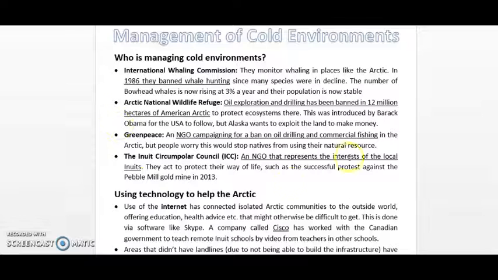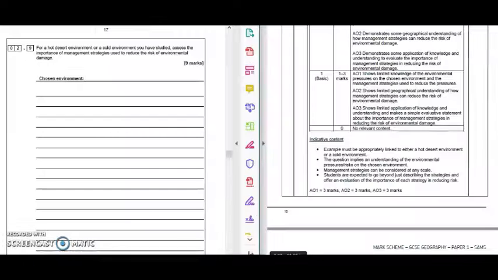So all of these are the management strategies. We'll explain a few of these, and then ideally you also need to say how important it is. But the focus of this question has got to be on the importance of reducing the risk on the environment. So make sure you link your points to that.